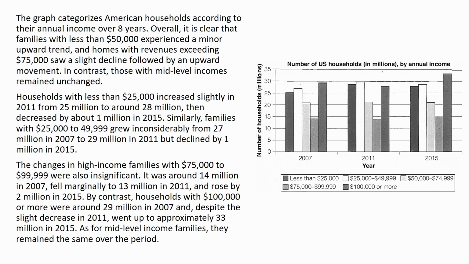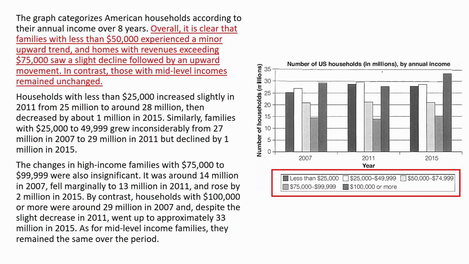So the first one is the paraphrase. We talked about this already. Next, I need to write the overview and mention all of them. So remember, we said all of them went up, right? Overall, it's clear that families with less than $50,000 experienced a minor upward trend, and homes with revenues exceeding $75,000 saw a slight decline, followed by an upward movement. In contrast, those with mid-level incomes remained unchanged.